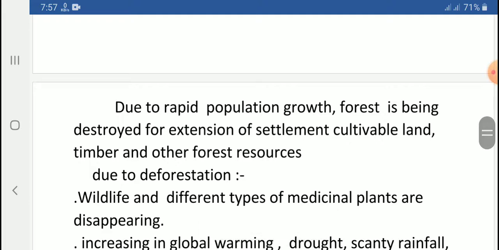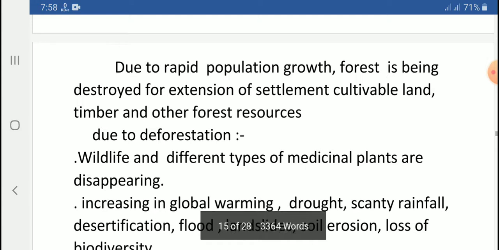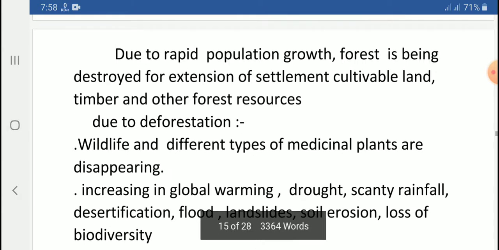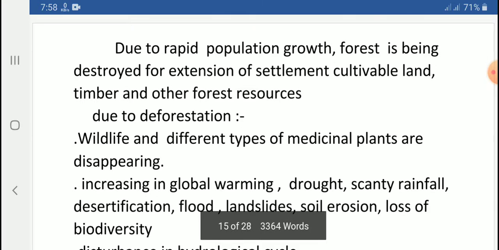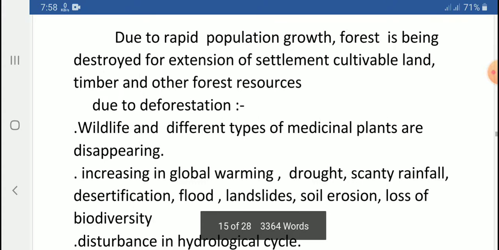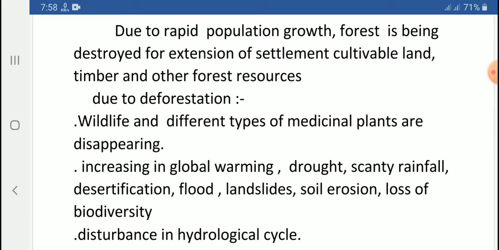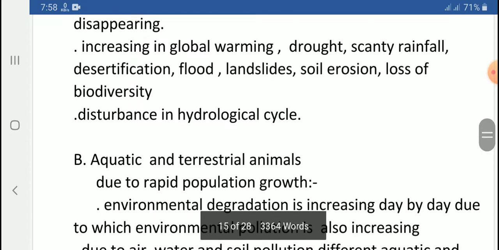So due to rapid population growth, forest is being destroyed for the extension of settlement, cultivable land, timber and other forest resources. And due to deforestation, lots of problems have been arising, like wildlife and different types of medicinal plants are disappearing, increase in global warming, drought, scanty rainfall, desertification, flood, landslide, soil erosion and loss of biodiversity has taken place. And there is disturbance in water cycle as well. So these are the effects on forest and vegetation because of rapid population growth. This hydrological cycle means water cycle.